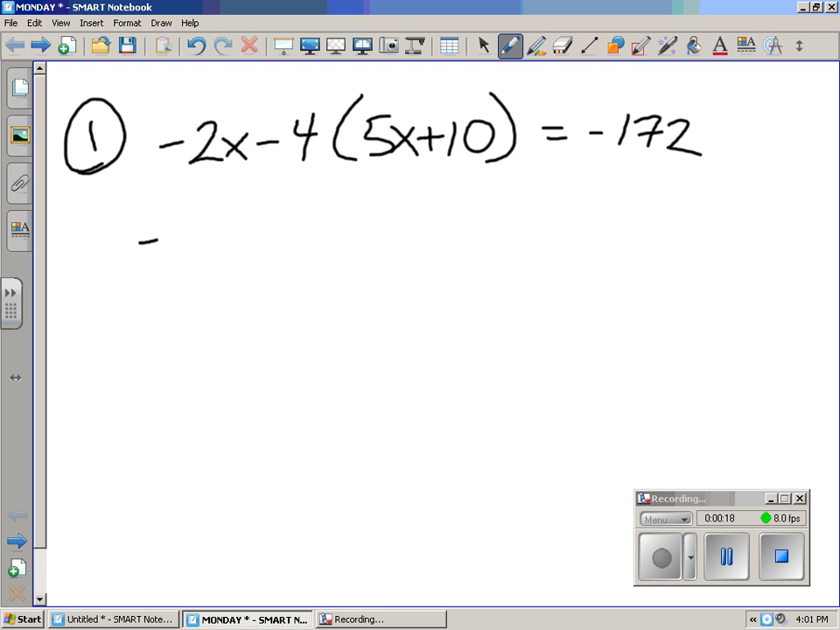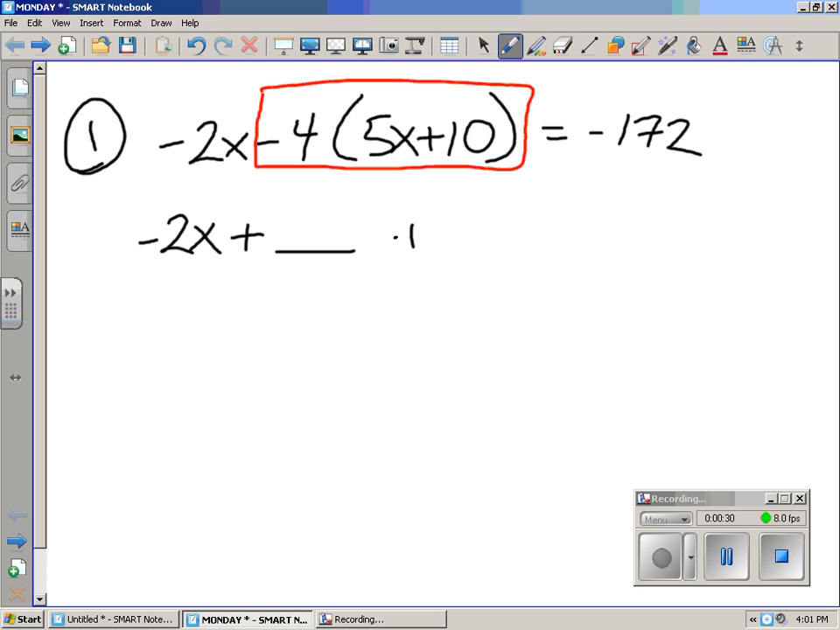Go ahead and copy down the negative 2x, and then I'm going to put a red box around the distributive property section. To signify the start of the distributive property section, I'm going to put a plus sign, and then I'm going to need 2 blanks. And then I copy down the negative 172 and the equal sign. And I'm going to use my 2 sets of parentheses.